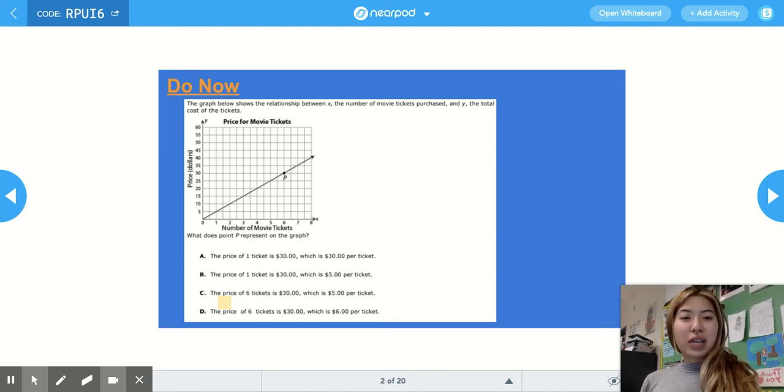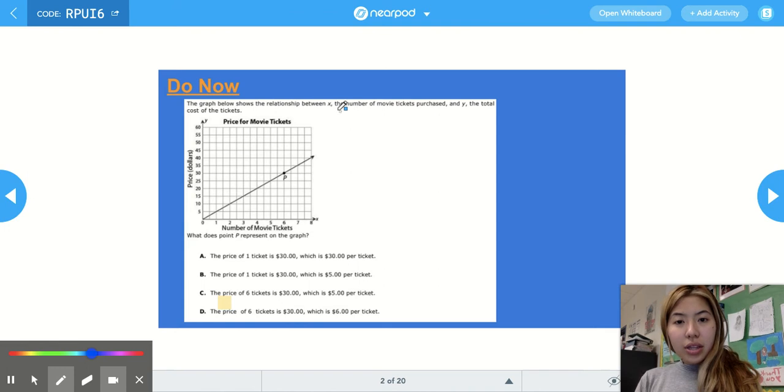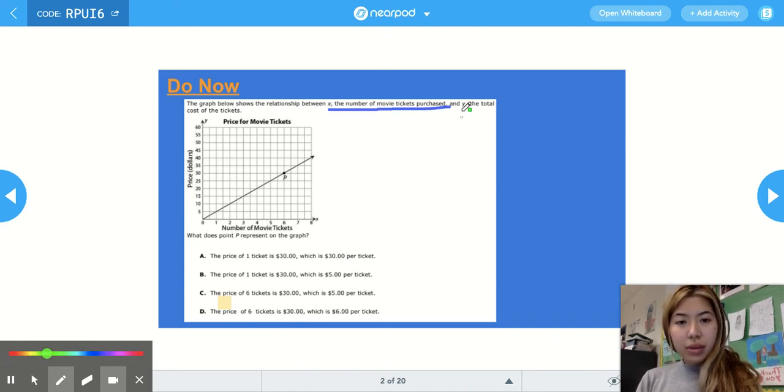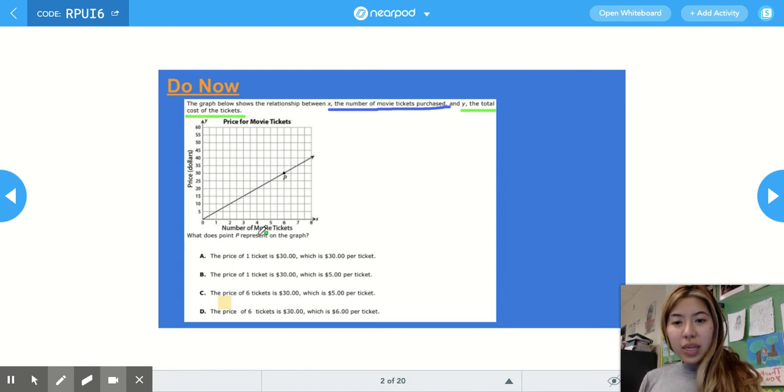Algebraic rules of reflections and rotations. Our do now reads, the graph below shows the relationship between x, the number of movie tickets purchased, and y, the total cost of the tickets. What does point P represent on the graph?